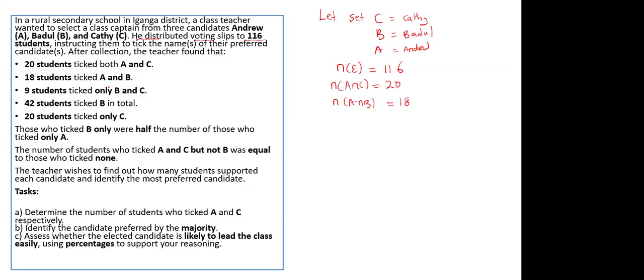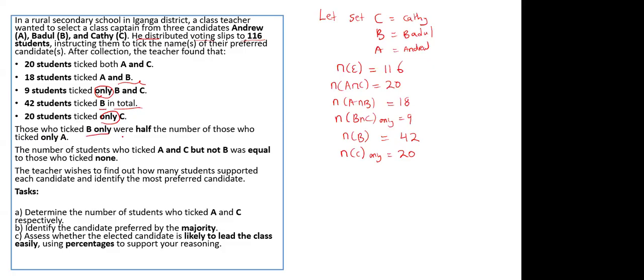Then 9 students ticked only B and C. I told you the moment you find the word only, please also put it there. B and C only equals 9. Then 40 students ticked B in total. Then 20 students ticked only C. Pay attention to the word only. So only C equals 20.